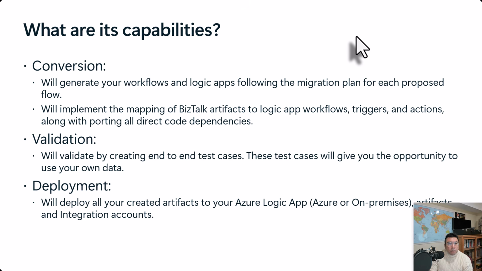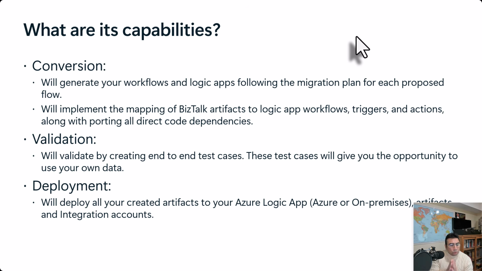Now, finally, we'll be able to do deployment as well. It will deploy all your created artifacts to your Azure Logic app in Azure or on premises artifacts and integration accounts. So it will do all of the deployment. Depending on the information that you provide, if it detects that this is an EDI-based solution, it will create integration accounts. It will do the TPM configuration and everything as you had it in BizTalk. That's why it's essential for you to add as much information as possible in the discovery stage, right?